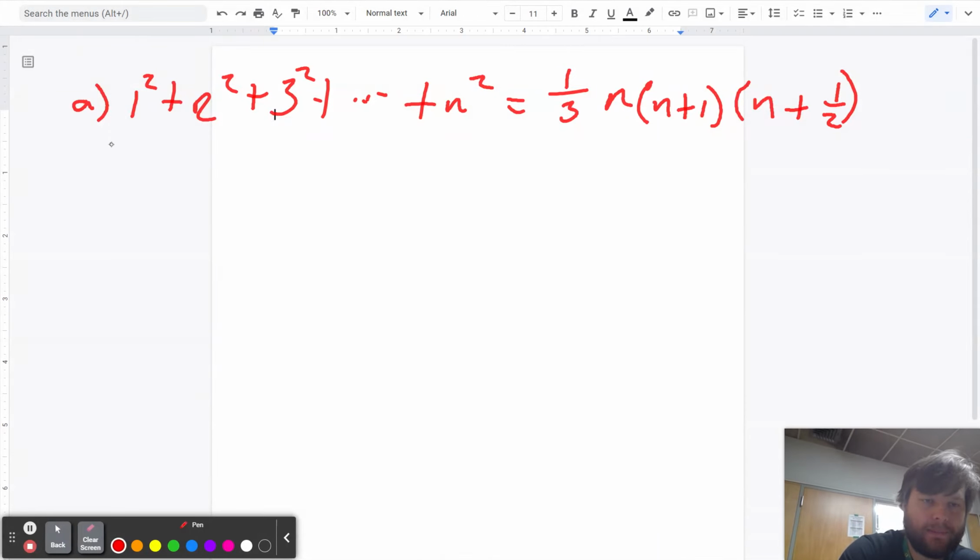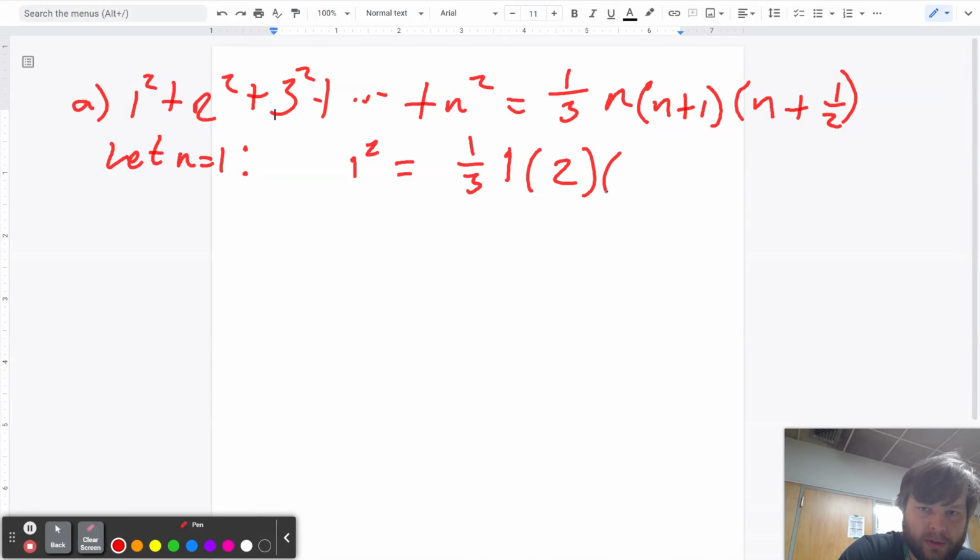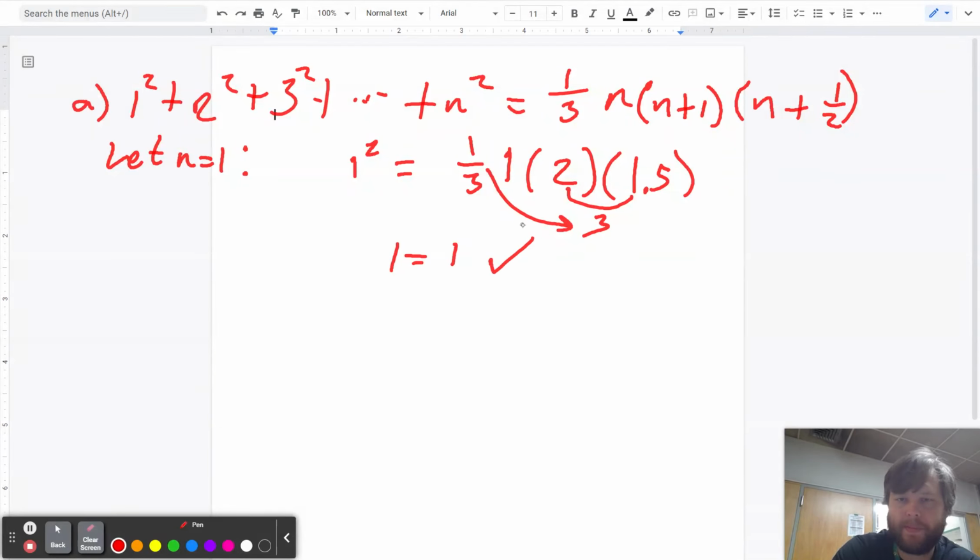So first step is let n equal 1. What does that look like? The left side is just 1 squared. The right side is 1/3 times 1 times 2 times 1.5. And that actually cancels all out, because 2 times 1.5 is 3, times 1/3 is equal to 1. So we have 1 is equal to 1, and we're happy.